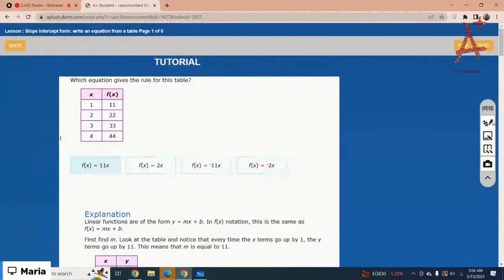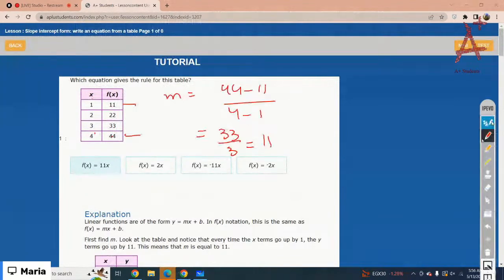So you can select any point because now we have the graph, and the slope is 11. You can use the slope and any point from the table and you can find the y-intercept. So slope is 11. Let's suppose I'm using 3 and 33. So x is 3, y is 33. 33 equals 11 times 3 plus b.